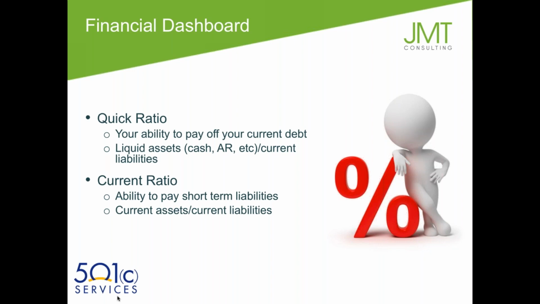The second one on the financial side is the current ratio. And basically that is telling your organization, your senior management, what is your ability to pay off your short-term liabilities. And that's basically just taking your current assets and dividing by your current liabilities. These are very easy, quick ratios, and they are very important because they really give visibility to the financial solvency, if you will, of your organization.